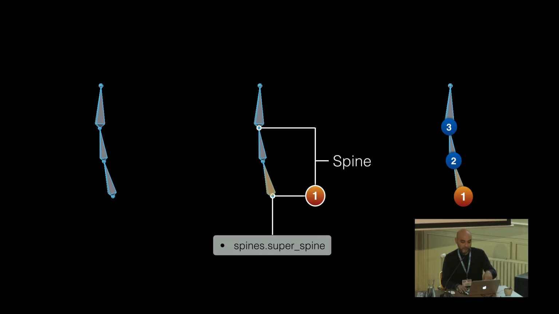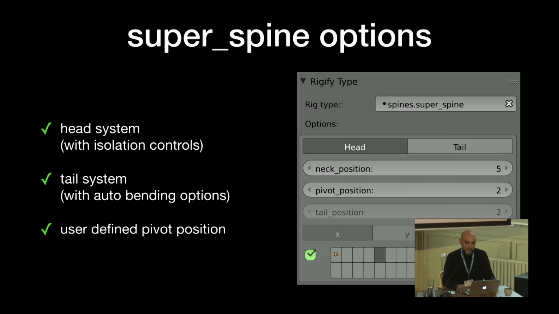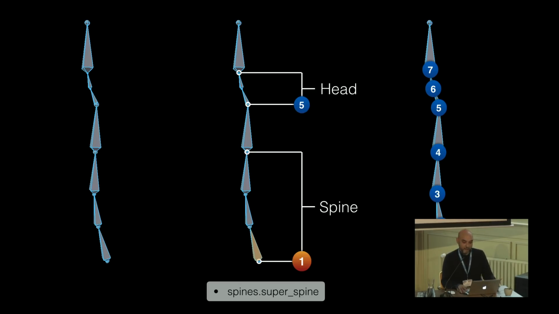One thing I have to show you in a while: these are the bones you see, and maybe some controls were added later, but this will be a big bone chain. So maybe you can split it in 12 parts and so on. These are the options you can define in a typical rig type. For the spine, as I told you, it's a mess because it contains the option to create the head system and the tail system. You can specify the pivot position and where the neck starts. So this is a complex spine with the head.